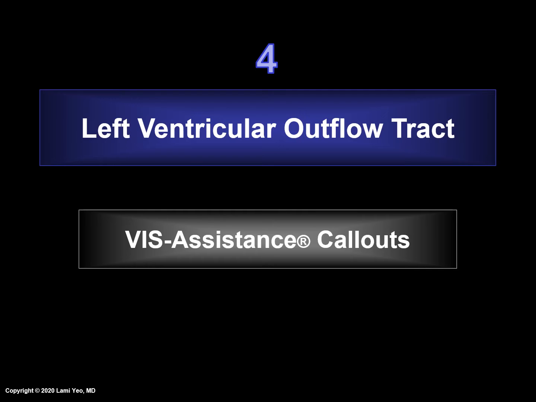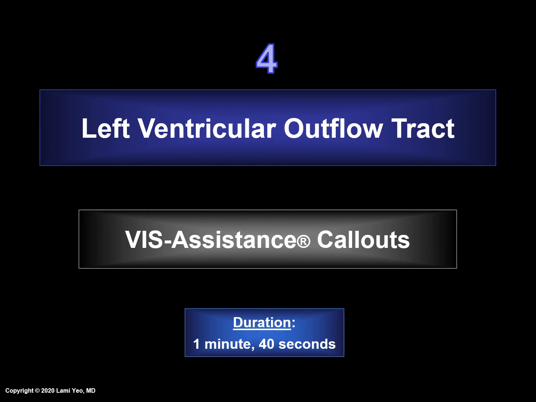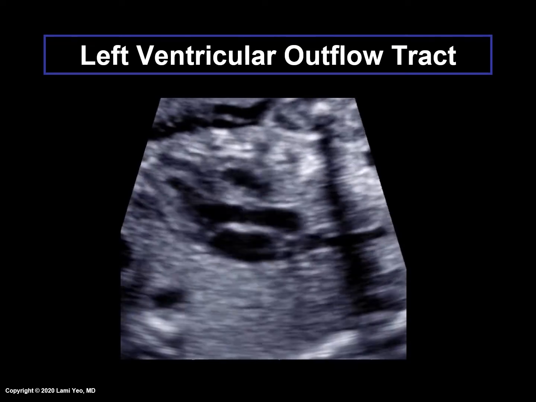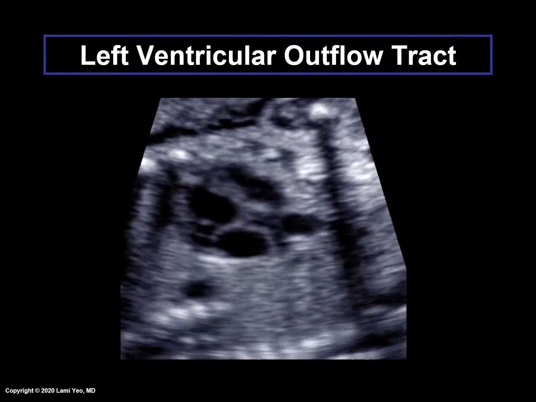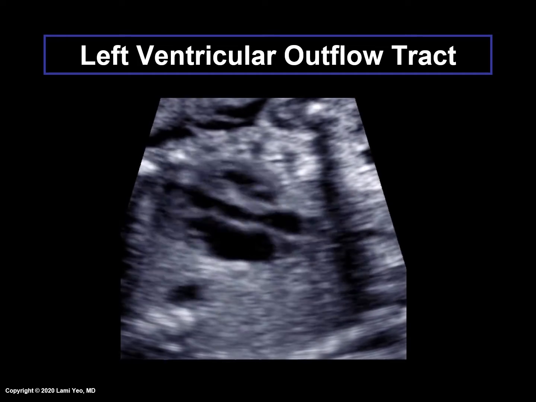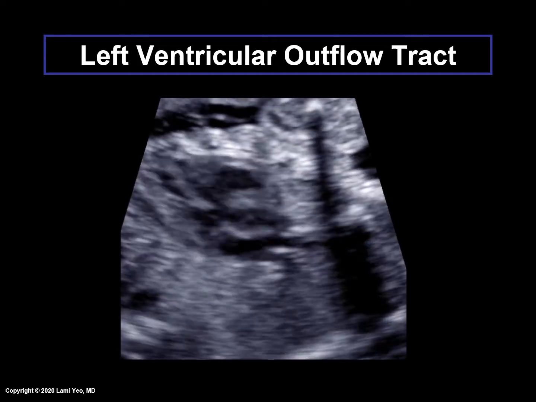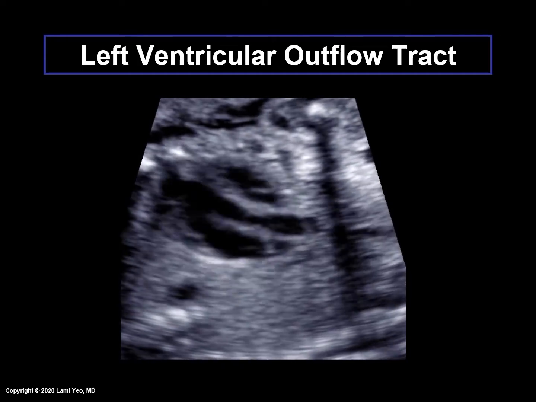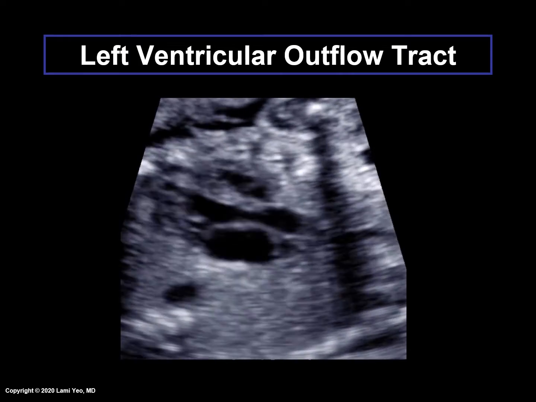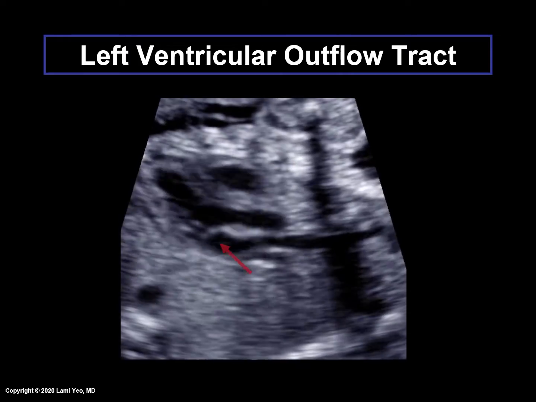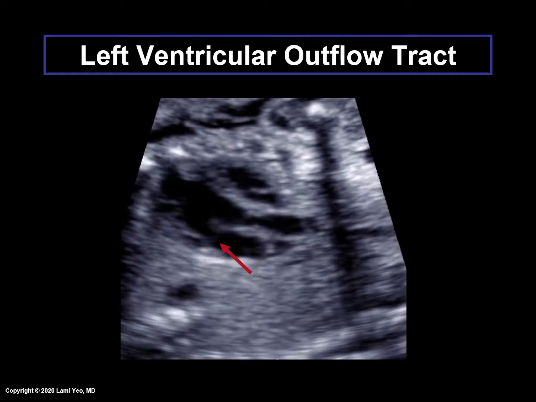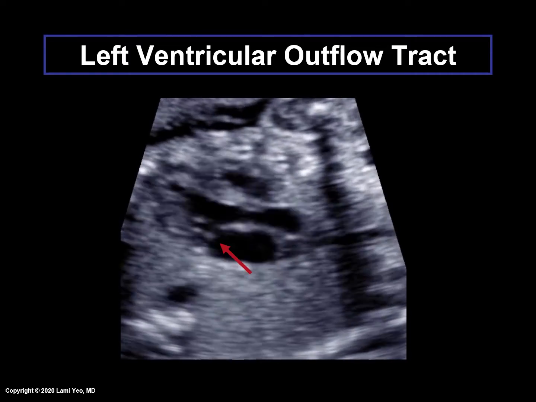Left ventricular outflow tract. The total duration of the VISA video clip for this cardiac view is 1 minute 40 seconds. The goal for this VISA is to demonstrate the aorta originating from the morphologic left ventricle. The anterior wall of the aorta should be in continuity with the ventricular septum, while the posterior wall of the aorta should be in continuity with the mitral valve.